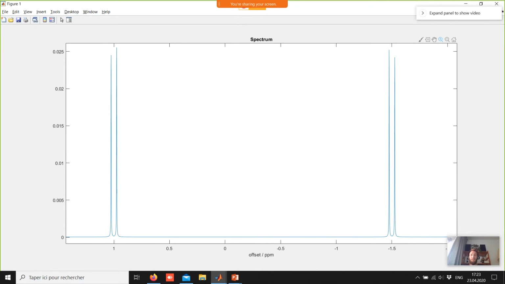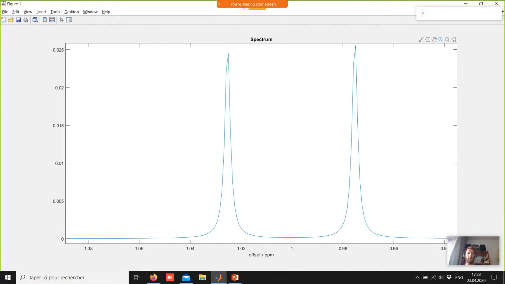So, do you know what this is? I guess you do. Can someone tell me what we are seeing? Come on, guys. Okay, no. Yeah, but what I expected someone to say is that we see the roof effect, like the difference in intensity of the 2 peaks. That's what I wanted to show you.